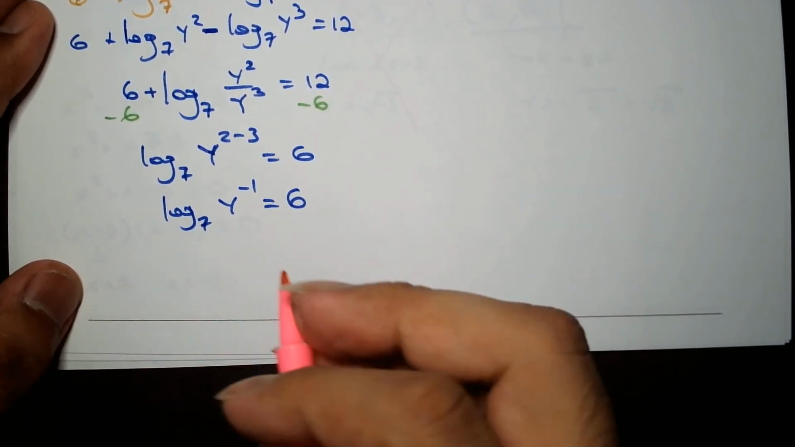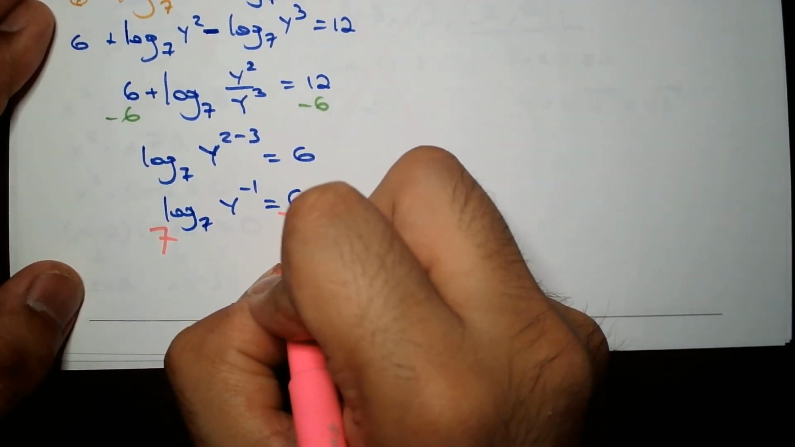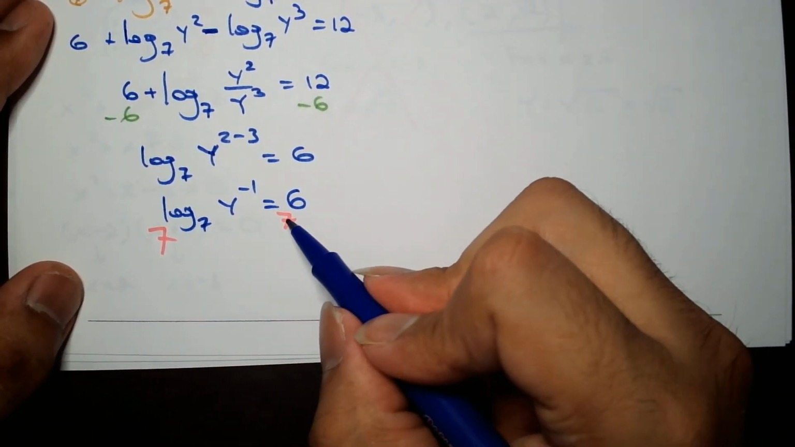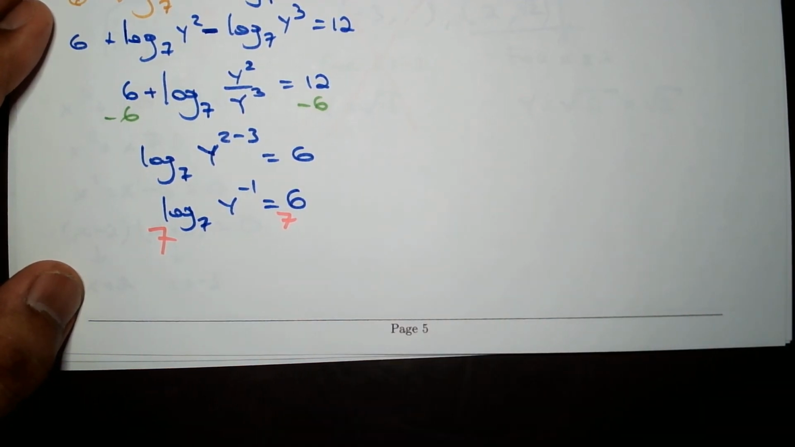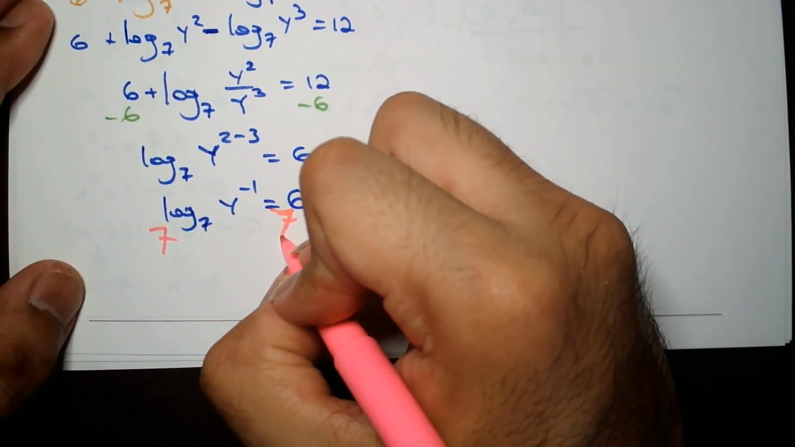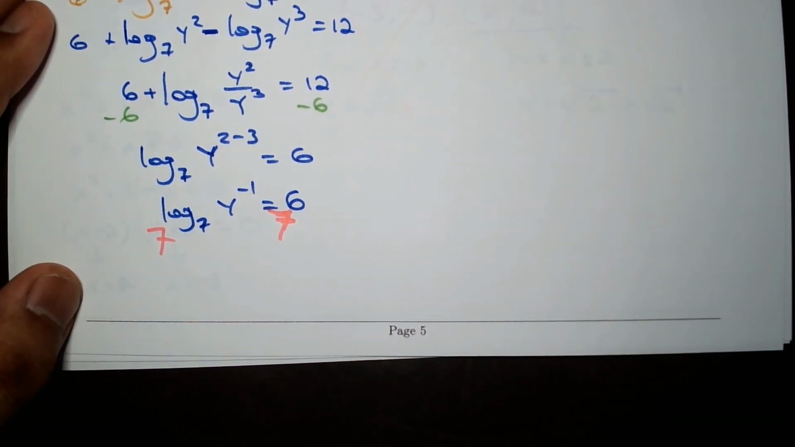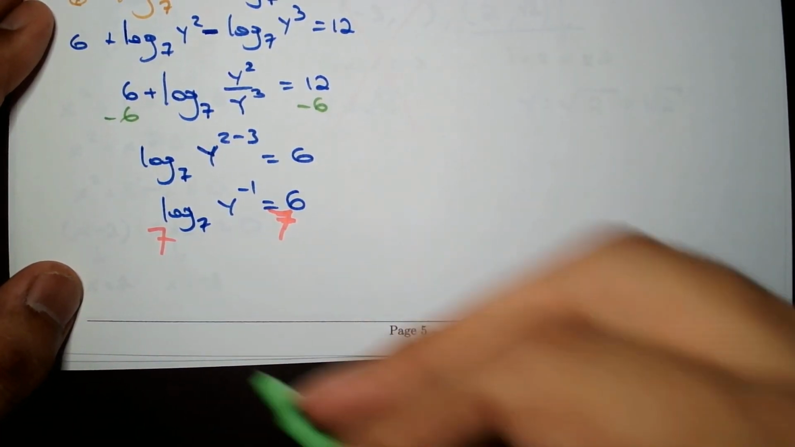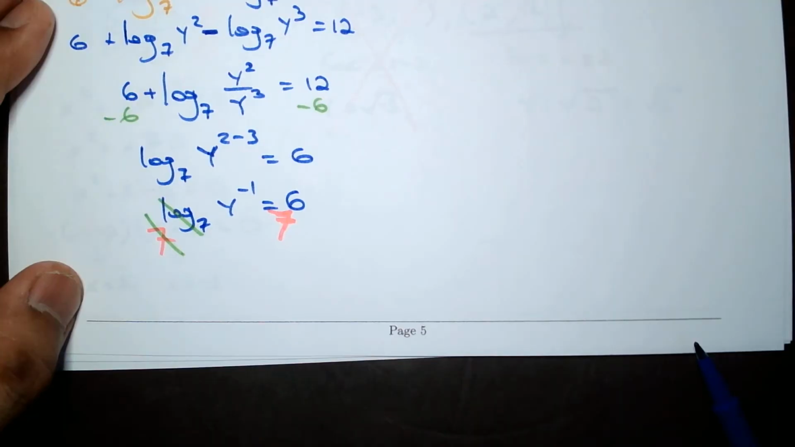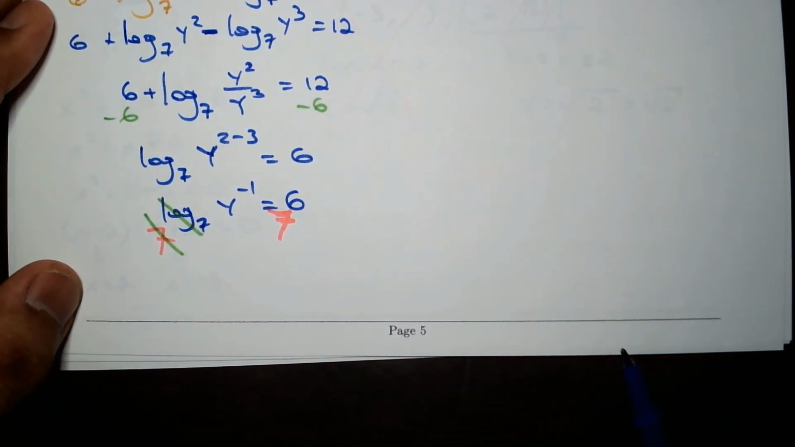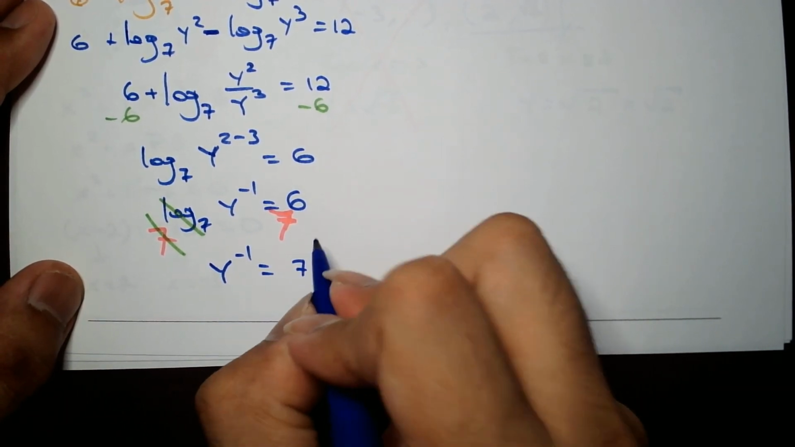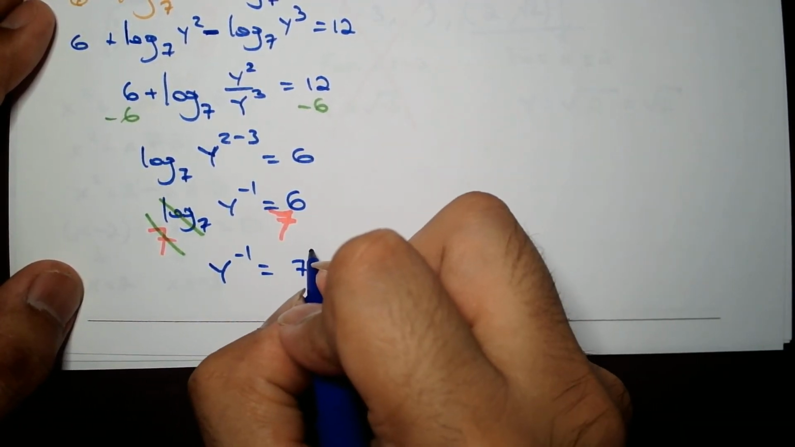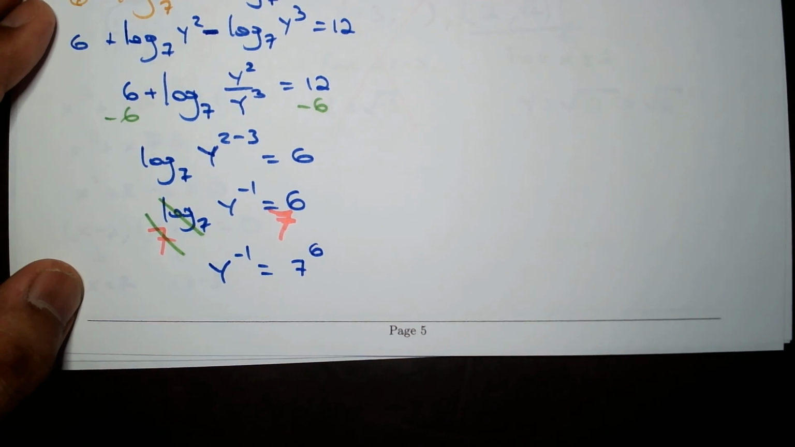Okay, and then in this case, we are going to get rid of the logarithm by exponentiating on the same base as the logarithmic function, in this case, base 7. Keep in mind, this is not 7 times 6, this is 7 to the 6th power. Let me make it bigger so it actually looks like a base. And base exponential with logarithm, they go away, and we get y to the negative 1 equals to 7 to the 6th power.